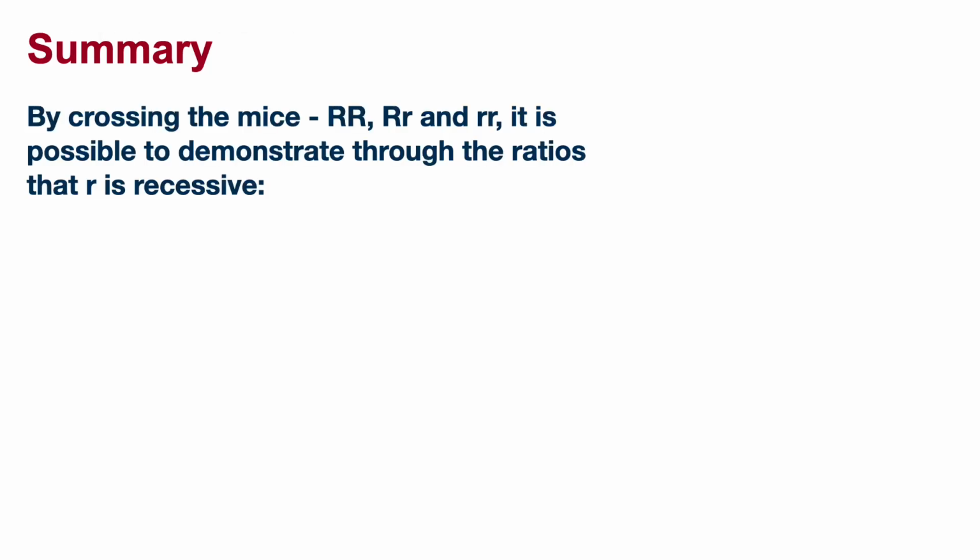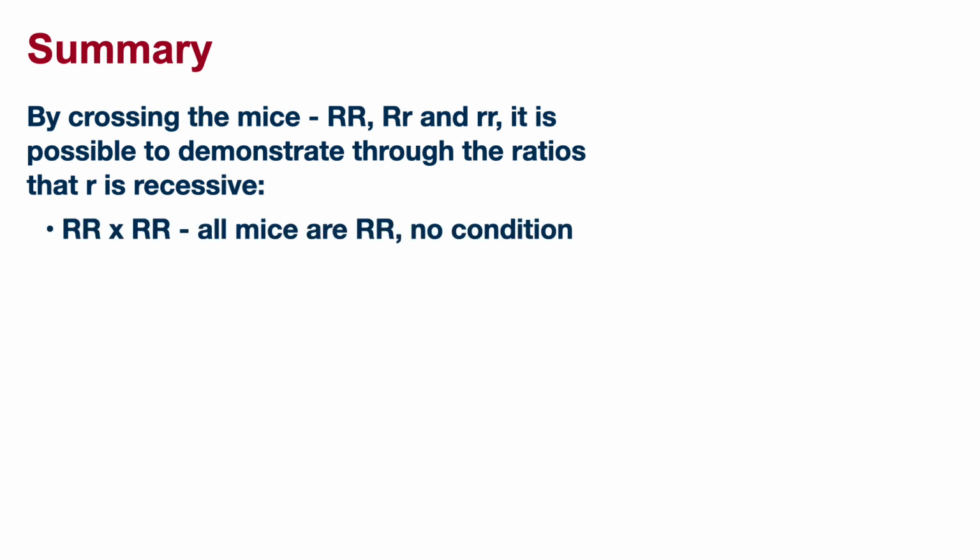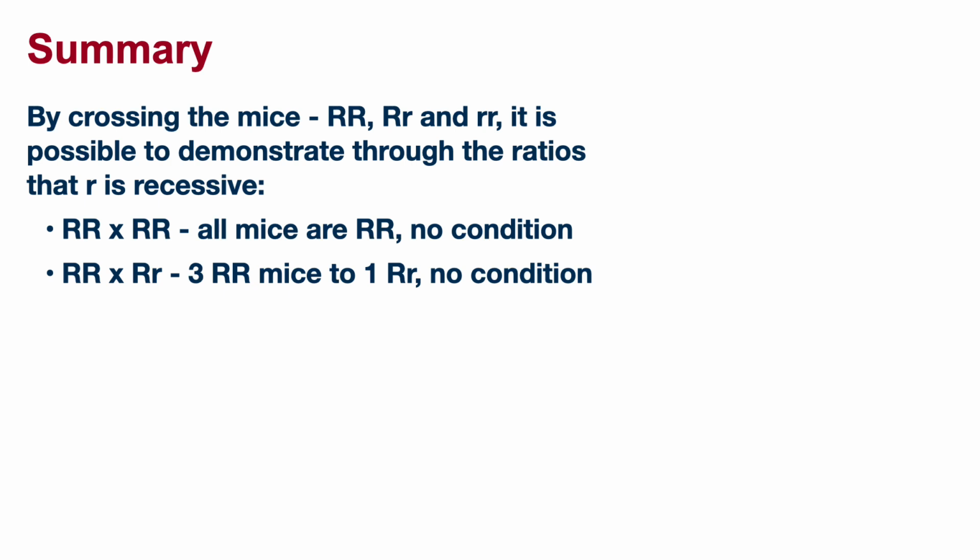So in summary for this, by crossing the mice, uppercase R, lowercase r, and lowercase r, it's possible to demonstrate through the ratios that the pink is recessive. As we saw, if we're crossing homozygous for uppercase R, all the mice are uppercase R, we have no condition. If we cross a homozygous uppercase R against a heterozygous uppercase R, then we get 3 homozygous uppercase R's, and we get 1 uppercase R, lowercase r, and no condition.